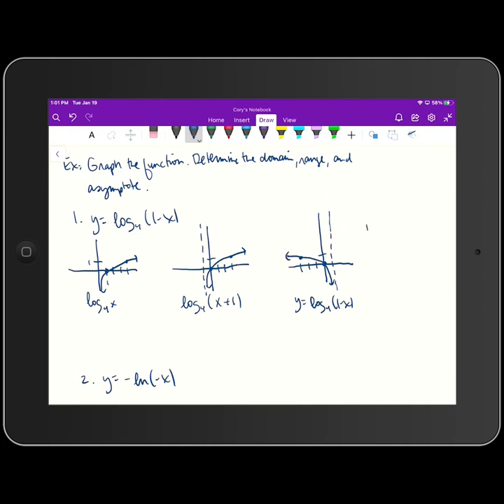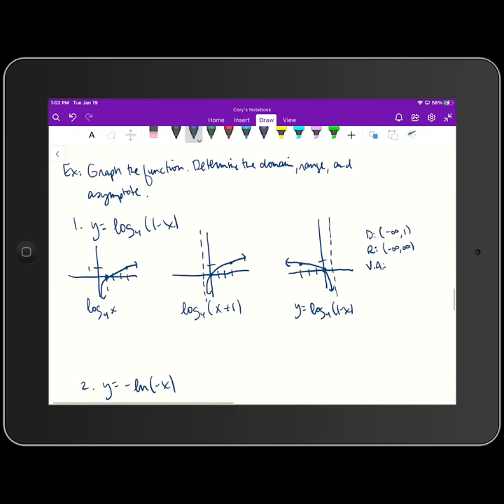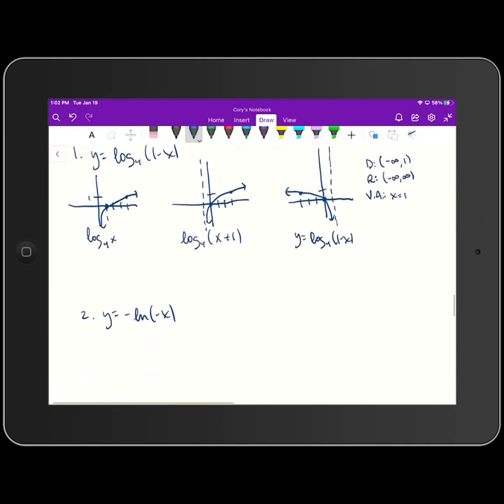And then we can determine the domain, range, and vertical asymptote. I'm going to write the domain and range in interval notation. So the domain would be -infinity to 1. The range is all reals. And the vertical asymptote is at x is equal to 1.